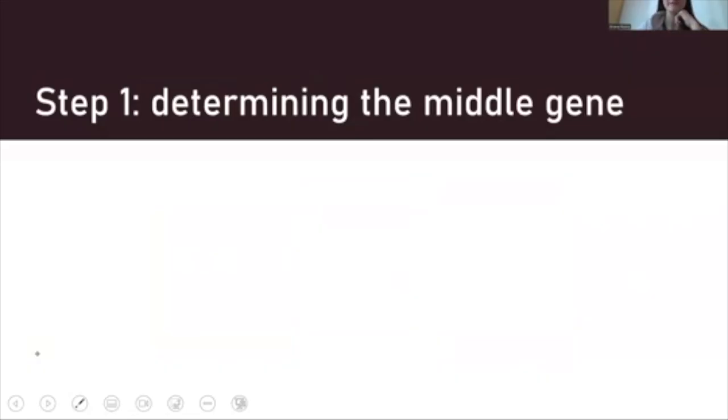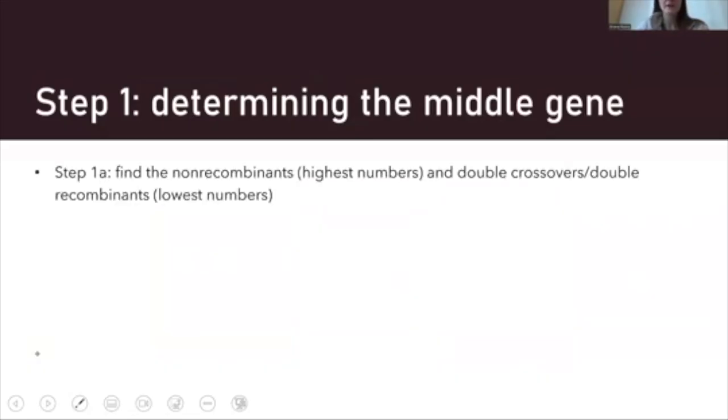Step 1 is determining the middle gene. The first thing that you're going to want to do, looking at your chart, is find the non-recombinants and your double recombinants. Your non-recombinants are your highest numbers, and your double recombinants, where double crossovers occurred, are your lowest numbers. Keep in mind, we already know that non-recombinants are always going to be bigger than recombinants, just because crossing over doesn't happen every single time. So if one crossover results in lower numbers, having 2 crossovers results in really low numbers. So you're just looking at the chart, find your highest numbers, find your lowest numbers.